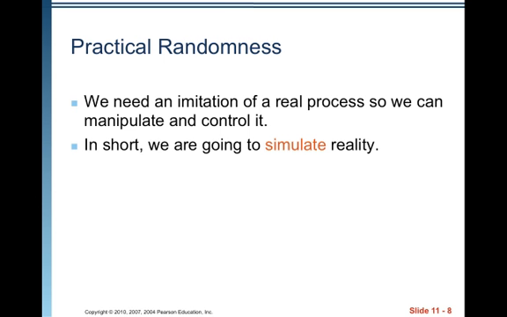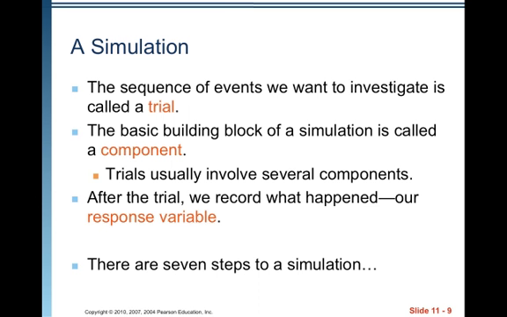Okay, practical randomness. We need an imitation of a real process so we can manipulate and control it. Sometimes it's just because we can't afford to actually wait for the real process either with money or time. Okay, we need to speed things up, or it's just expensive, or maybe it's dangerous. So in short, we're going to simulate reality. All right, so we're going to talk about simulations today.